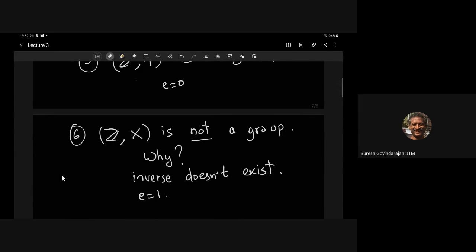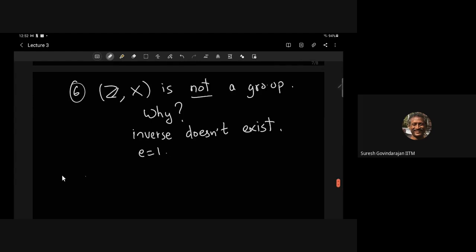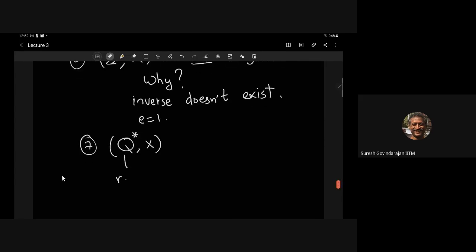So we can do this. We can take rational numbers Q, and with multiplication it is still not a group, so I'll put a star. Okay, so Q is the rationals, that means numbers of the form P over Q, where P and Q are integers. Rationals without 0. Is this a group?